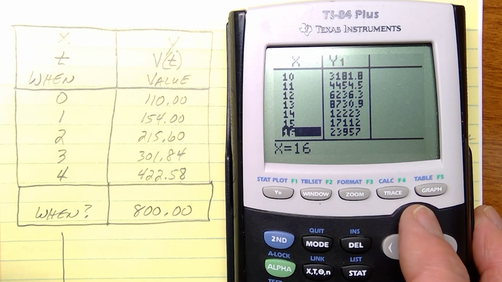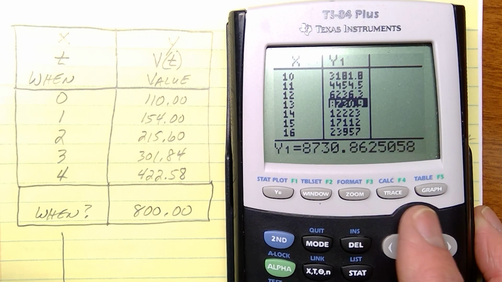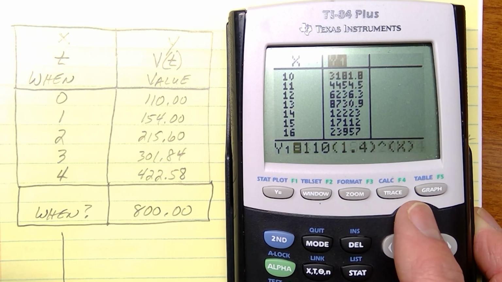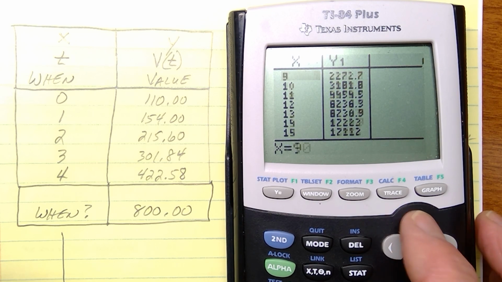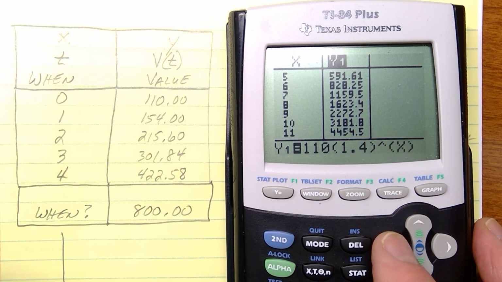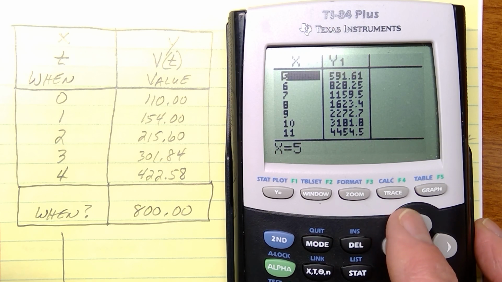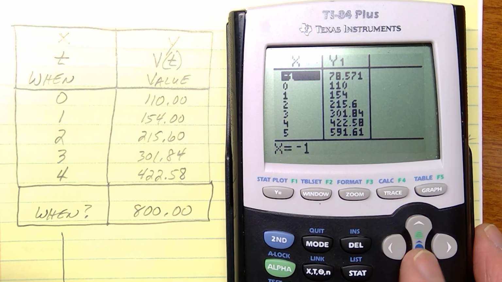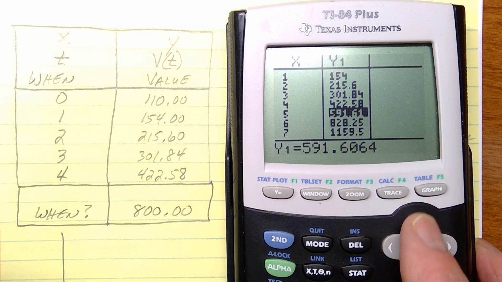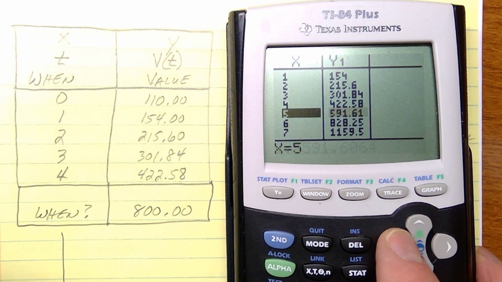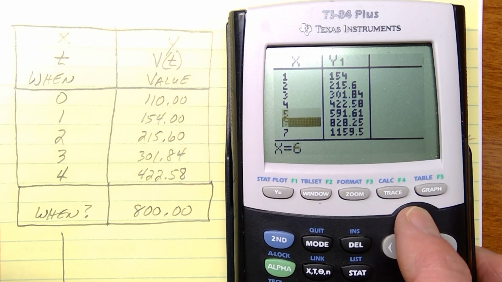Well, let's go back to our table here and let's scroll around. Now notice I'm looking at value. I want to know when value is 800 bucks. One way to do it is, oh, it doesn't like to go up the Y's. There, I just figured that out, so I'm going up the X's here. One way is to go over here into the Y's and just watch when it hits 800. And there it is right there. So it goes from 591 to 828. So 800 is in between those two. That means it's in between year 5 and year 6.